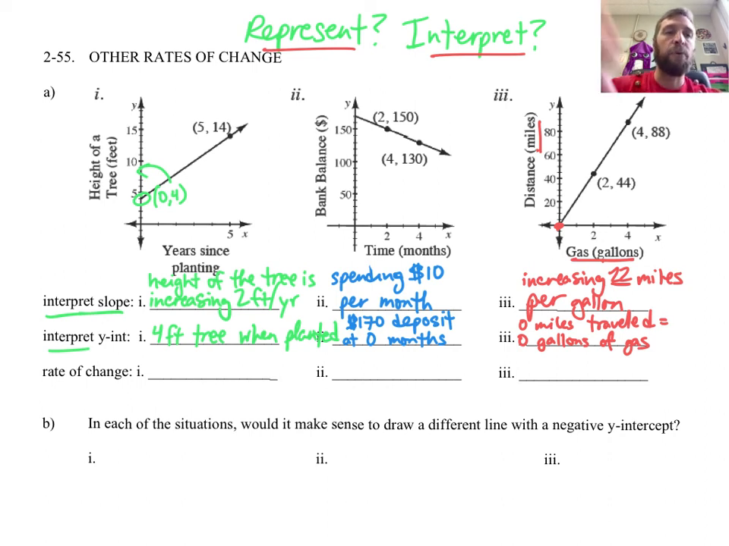So find that point. If it helps to talk about numbers, then go ahead and talk about numbers, right? Do you want to mention 0 and 4? Cool. Tell me what the 4 stands for and tell me what the 0 stands for. Do you want to use this point up here at 0, 170? Awesome. You better mention 0 months and $170. And for the last one, you can mention 0, 0. You just better mention 0 miles and 0 gallons.